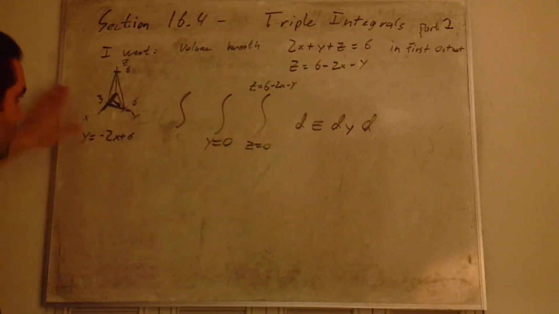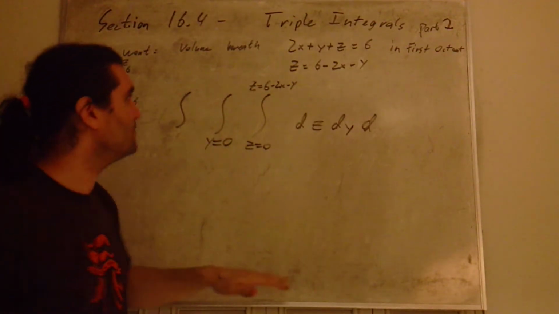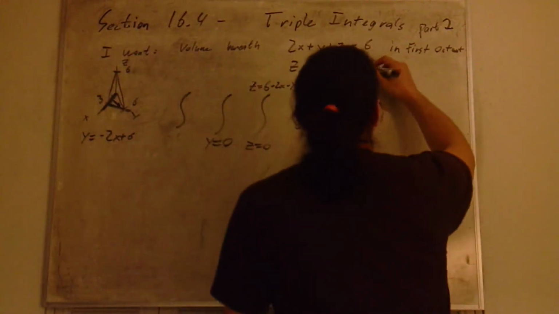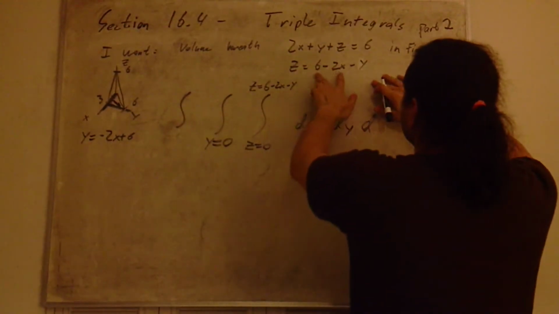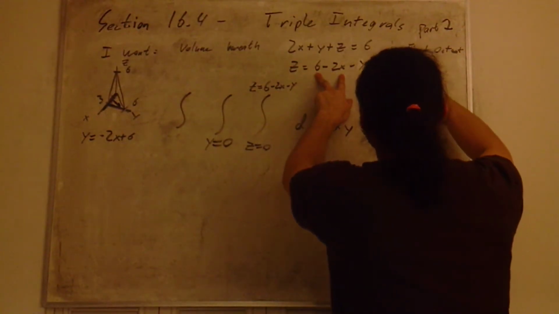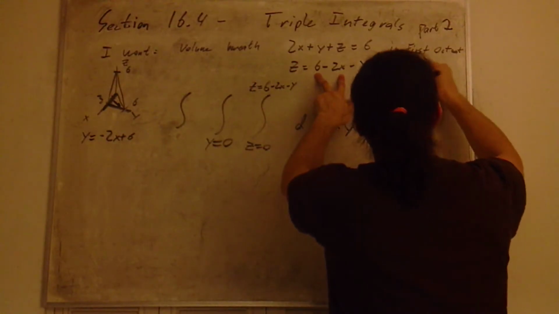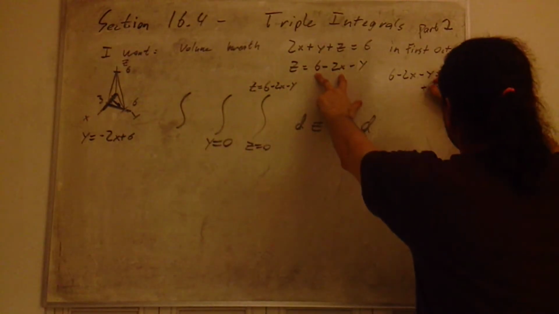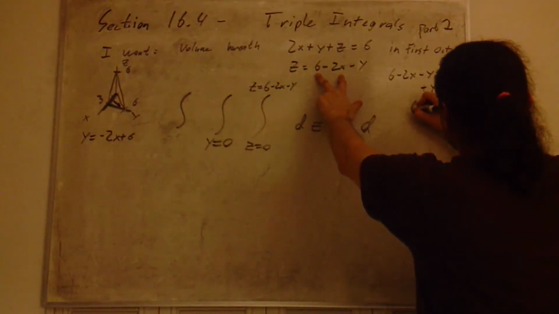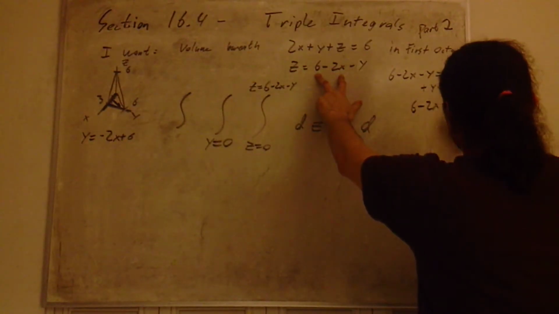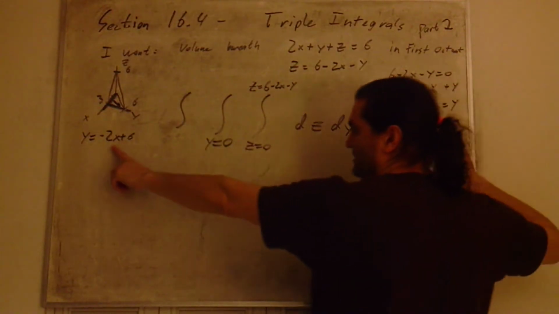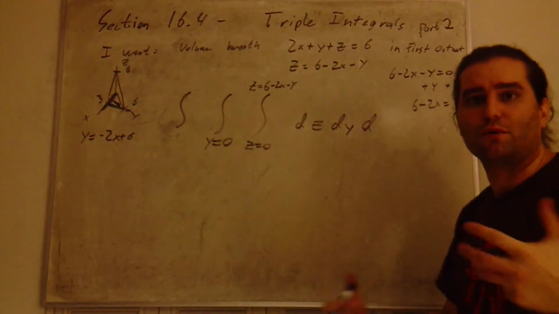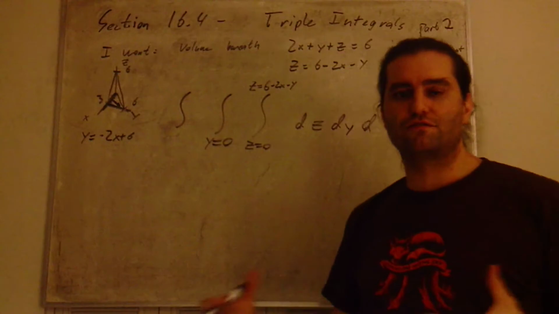If it's on that plane, that means that z is 0. So 6 minus 2x minus y equals 0 should be the equation of that line. And if you add y to both sides, 6 minus 2x equals y gets you the exact same thing we had here. So, 2 ways to get the function for the middle bound.